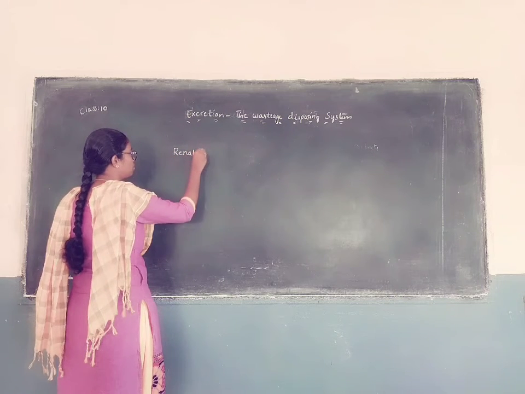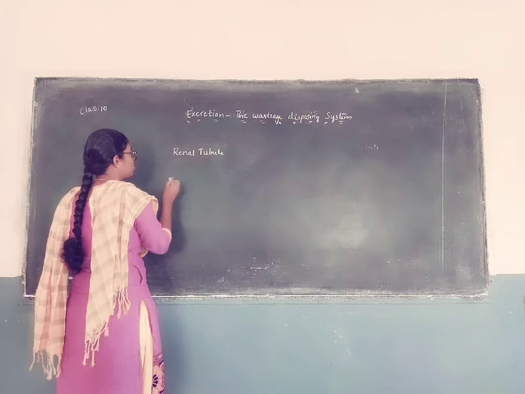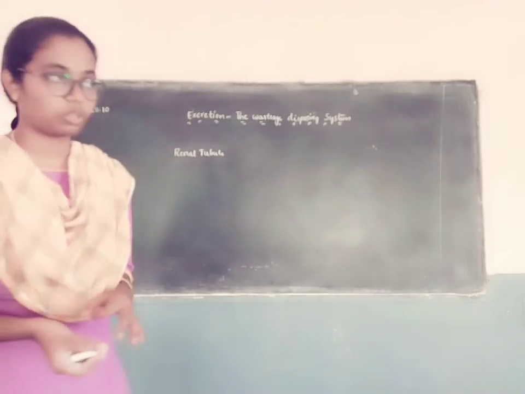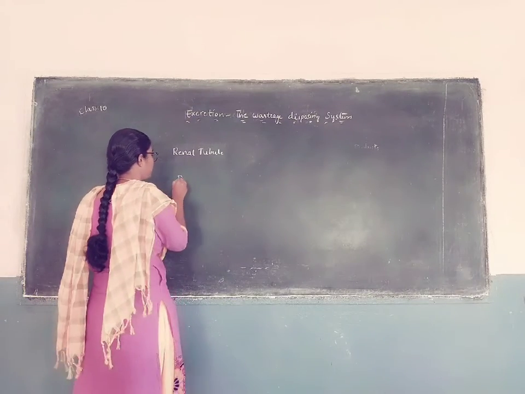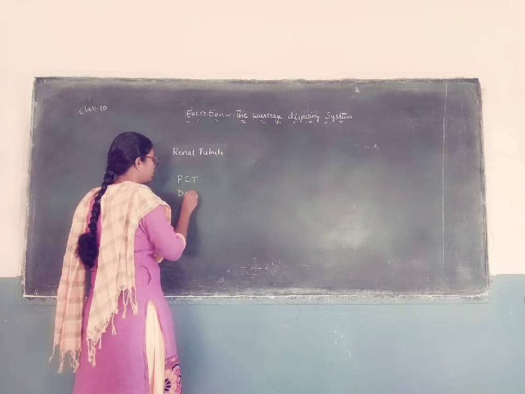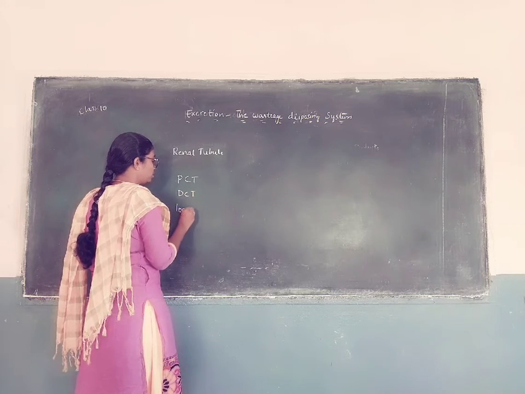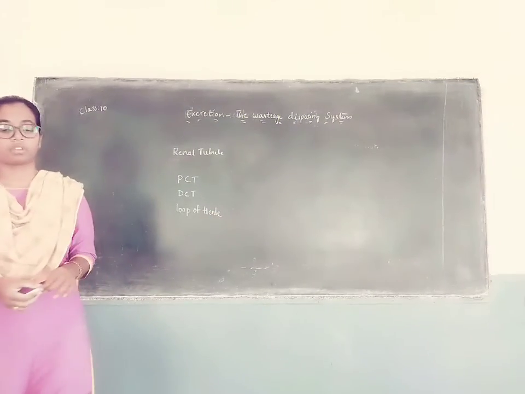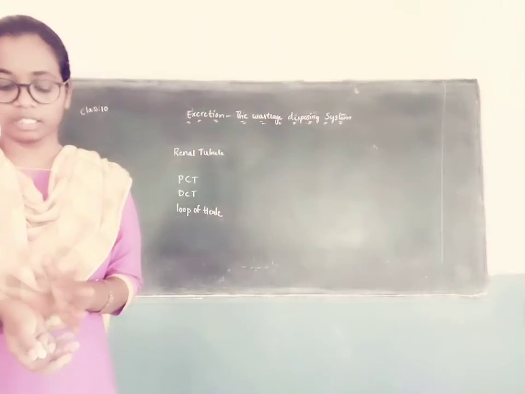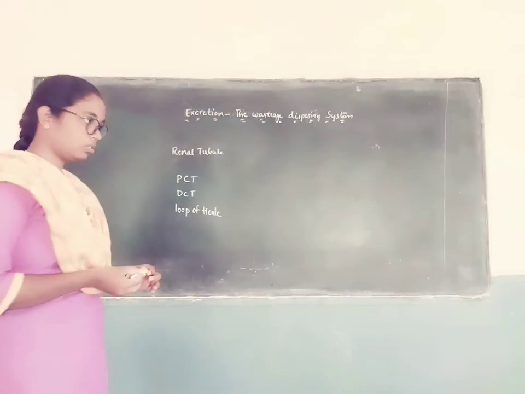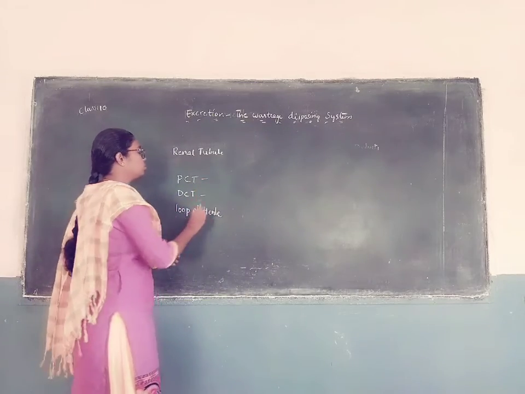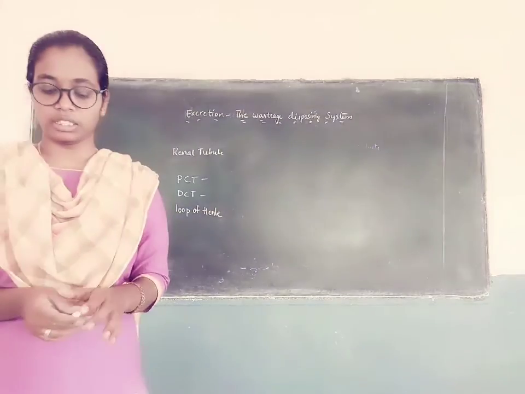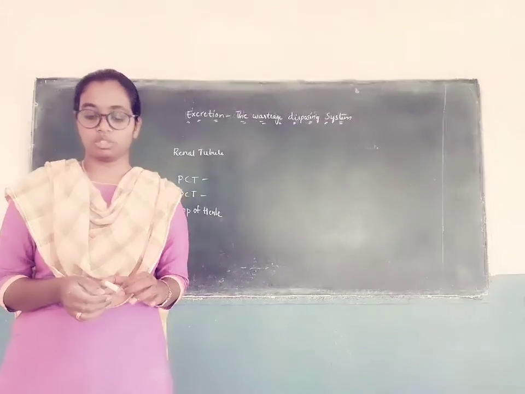Next one is the renal tubule. The renal tubule consists of three parts: PCT, DCT, and loop of Henle. PCT is known as the proximal convoluted tubule and DCT is the distal convoluted tubule.